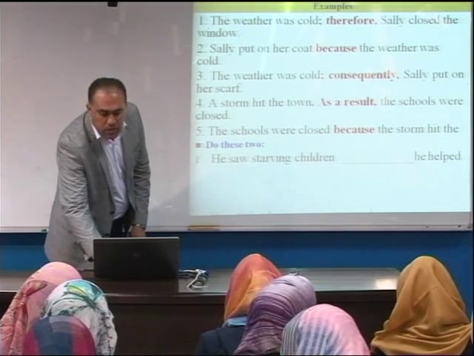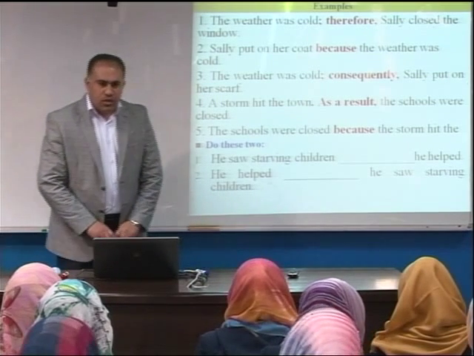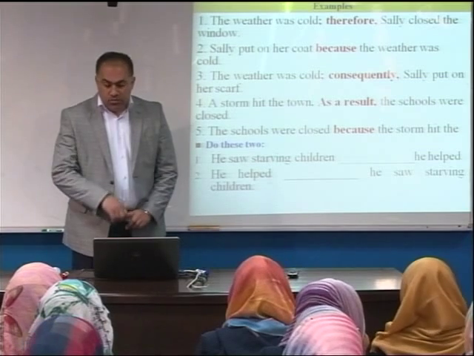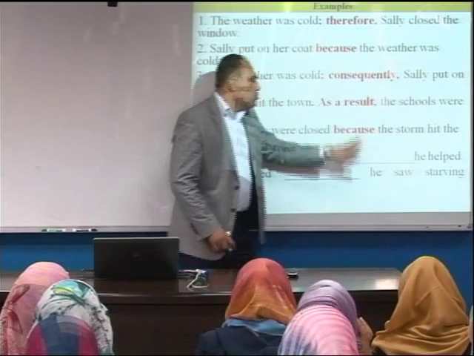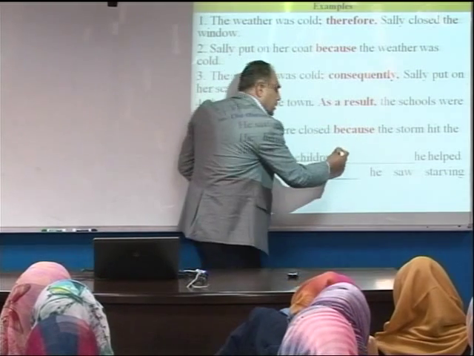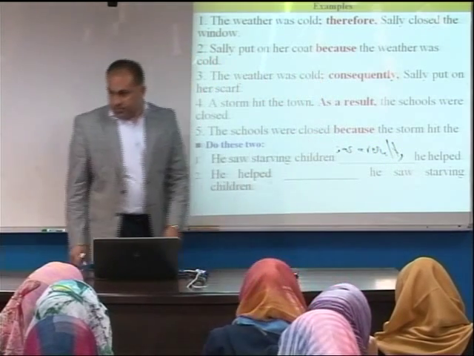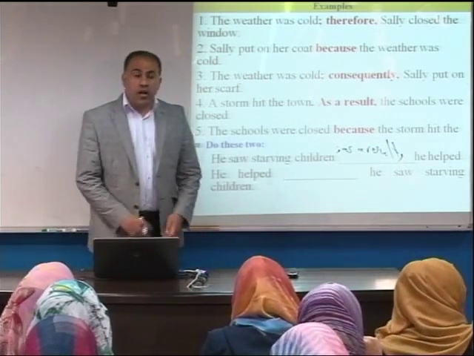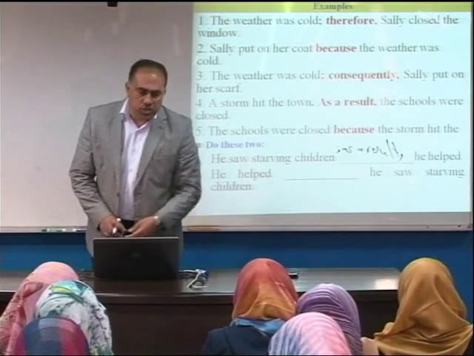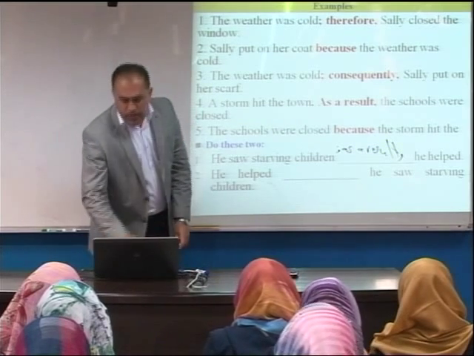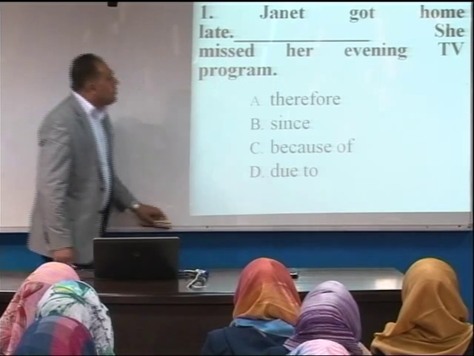So it's rather clear. Let's very quickly complete these two sentences. He saw starving children. Therefore, he helped. Okay, so we can use therefore, consequently, or as a result. The second one: he helped since he saw starving children. All right. Okay.